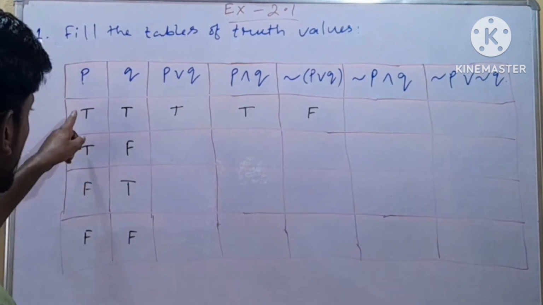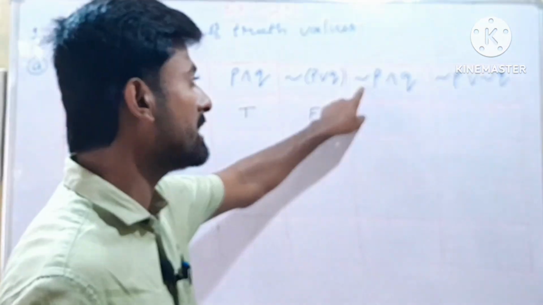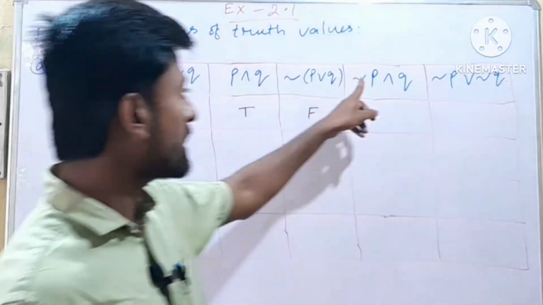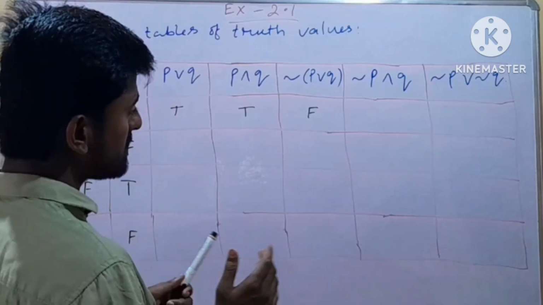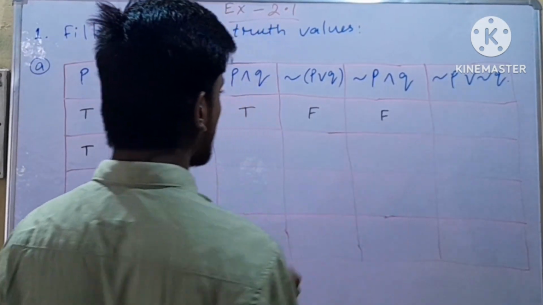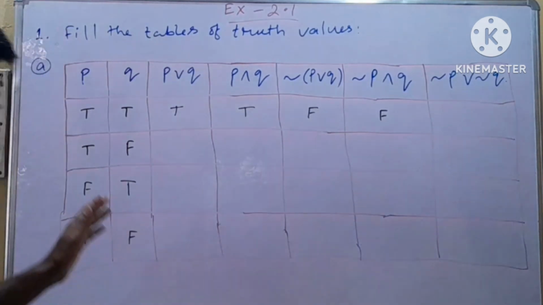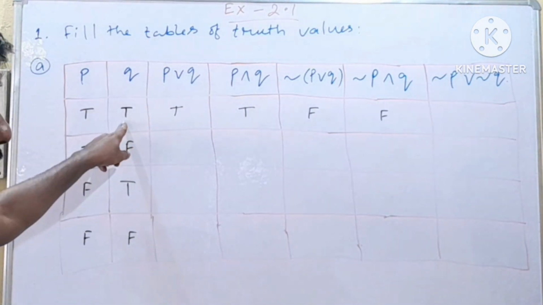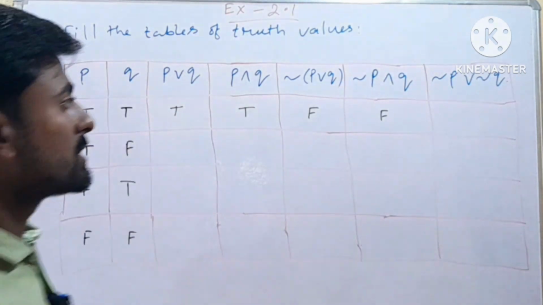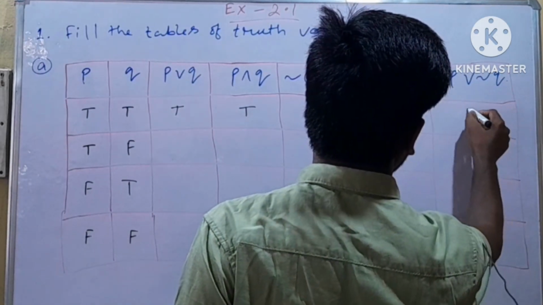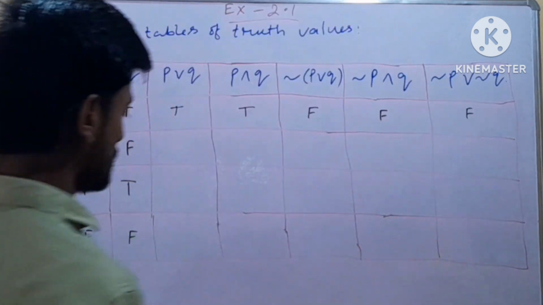Now P is true, negation of P is false, and Q is true. So negation of P is false, Q is true. Conjunction of false and true will be false. Next, negation of P will be false and negation of Q will also be false. So disjunction of negation of P, disjunction negation of Q, result will be false.